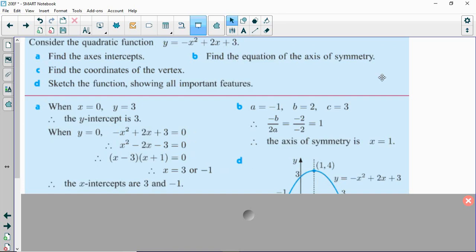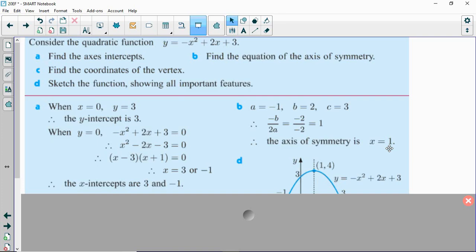For the axis of symmetry of the parabola, that's always going to be negative b over 2a. So we look in the original equation, the a value is negative 1, the b value is 2, so negative 2 divided by negative 2 is 1. The axis of symmetry is x equals 1.